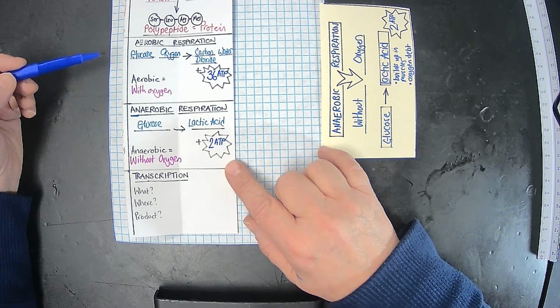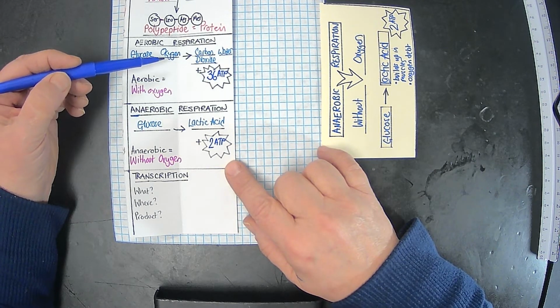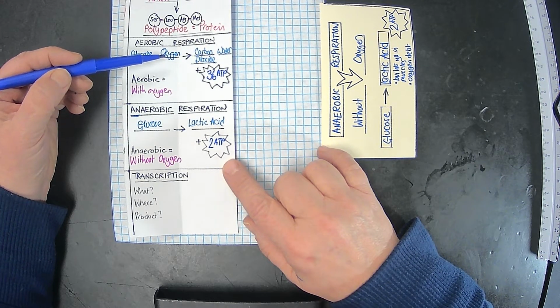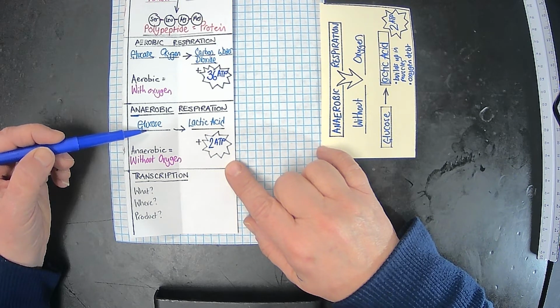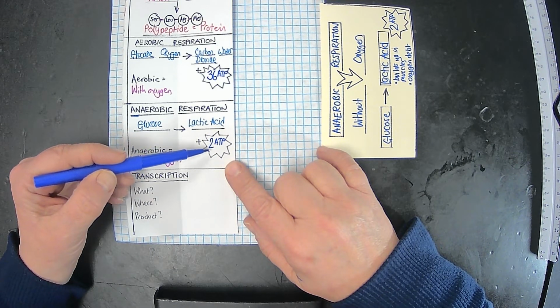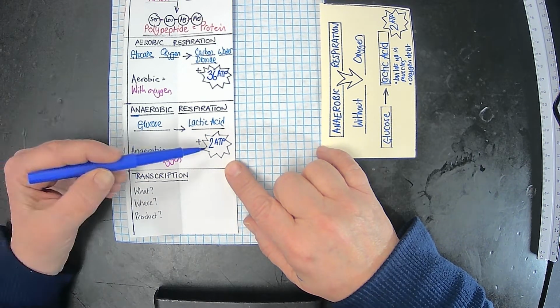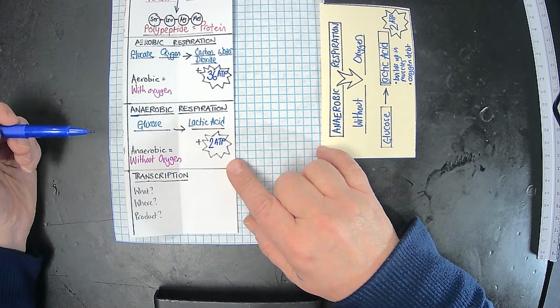But in the event that I can't get the oxygen to my cells when they need it as fast as they need it, I have no choice. Those cells need ATP. We're going to start breaking it down without the oxygen, and we're only going to produce 2 ATP. But 2 ATP is better than nothing.